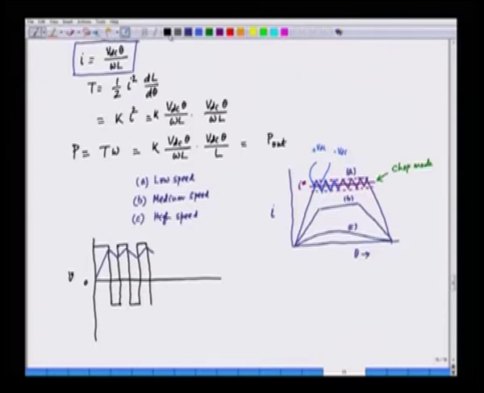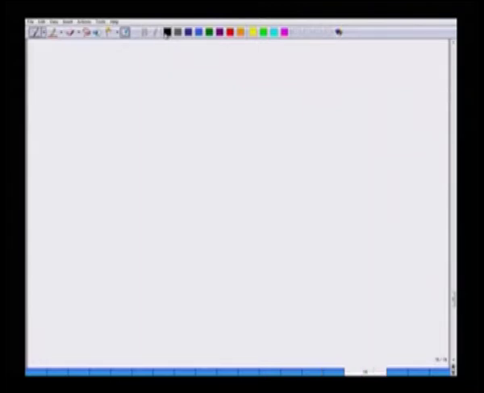So, this voltage is plus VDC and this voltage is minus VDC. This could be against theta. So, this is how the current changes, and since we are changing the voltage, this is called a chop mode. So, we have various modes of operation. Modes of operation of switch reluctance motor.